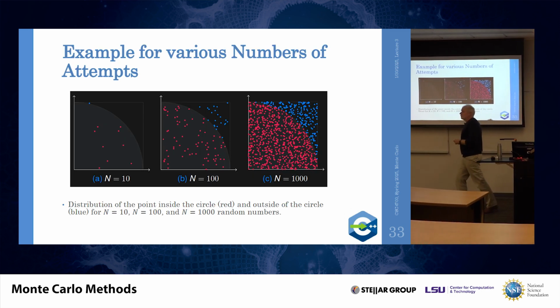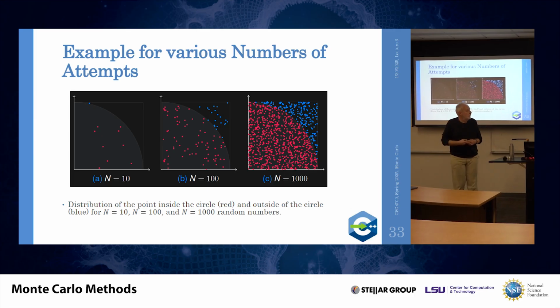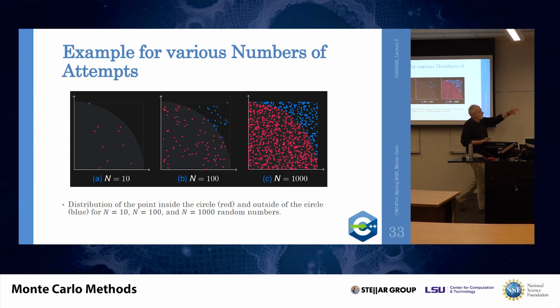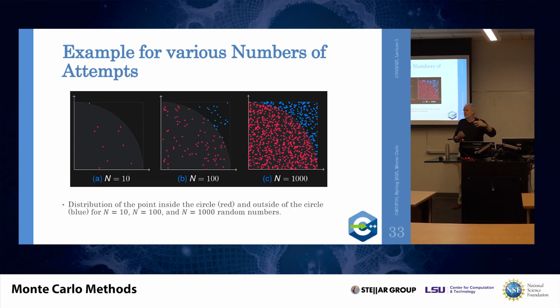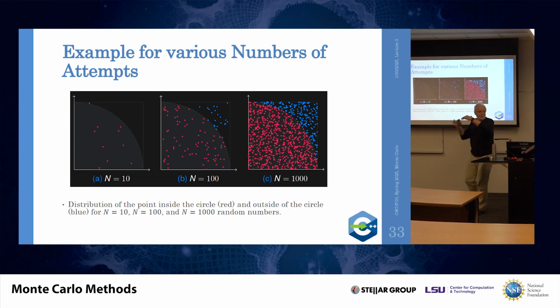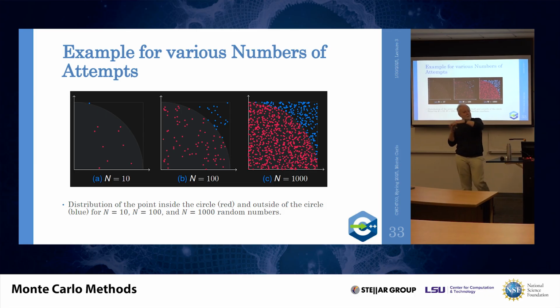So just graphically represented for 10 attempts, 100 attempts, 1,000 attempts, you see that the number of points generated roughly gives you the ratio of the areas.